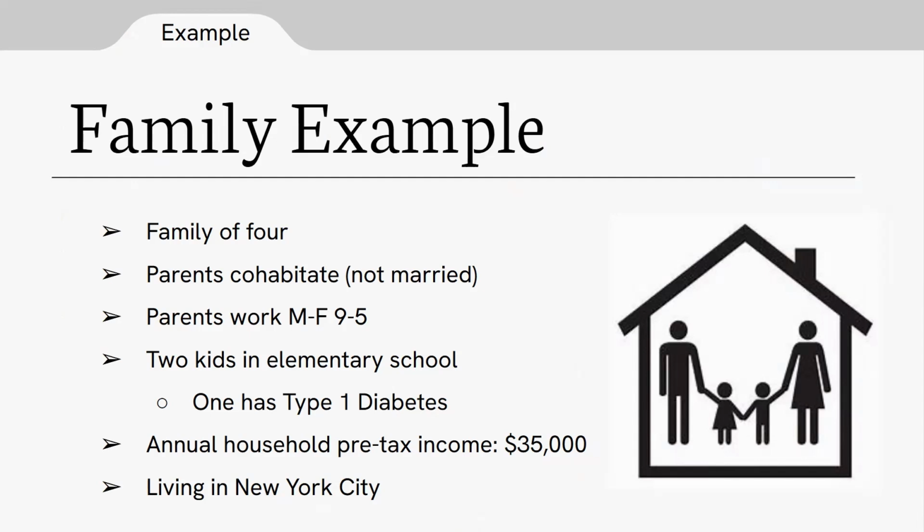As we dive into the various poverty measurements, we will use a family example to cross-compare how the different measurements deem the family impoverished or not. The family is a family of four from New York City that has an annual pre-tax income of $35,000. The parents who are not married but cohabitate work traditional 9 to 5s Monday through Friday while the kids are in elementary school. Additionally, the youngest kid has type 1 diabetes.